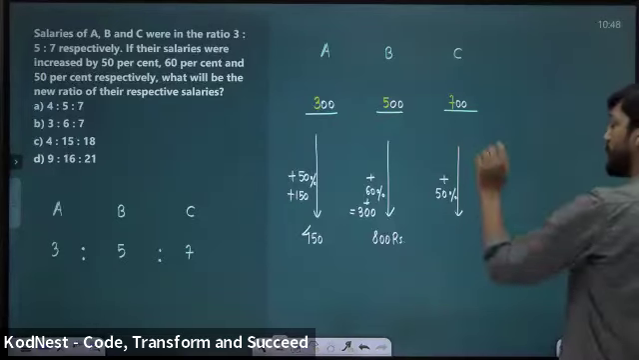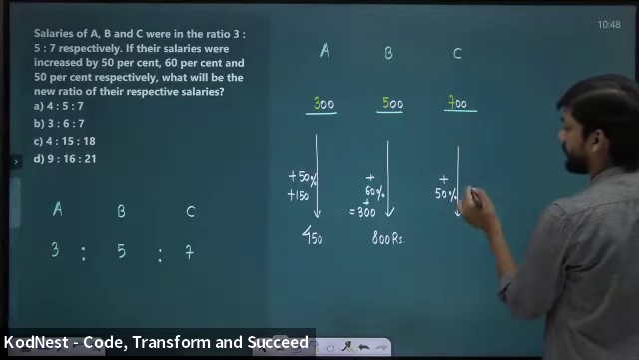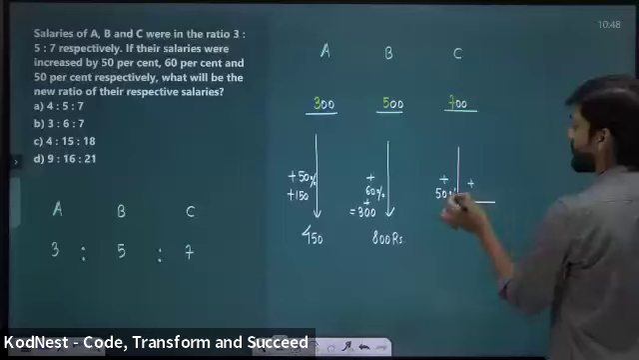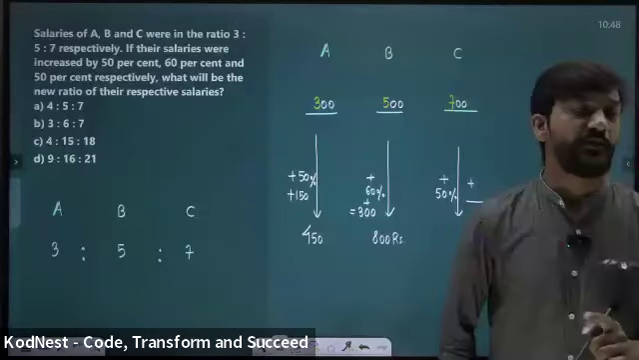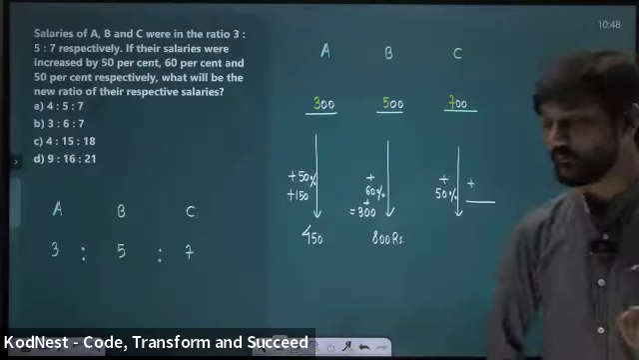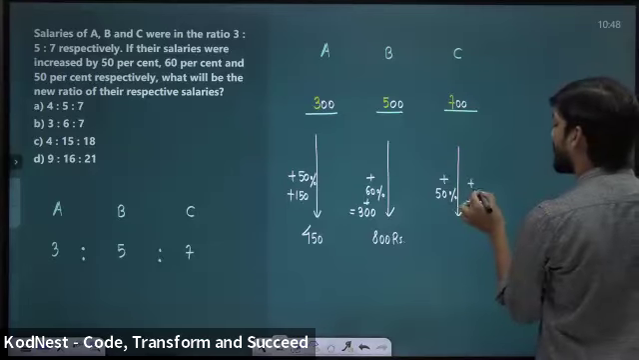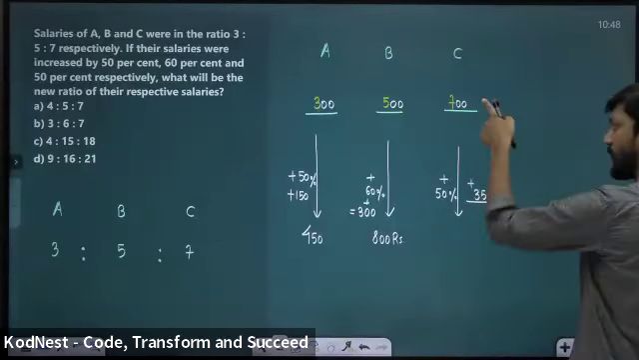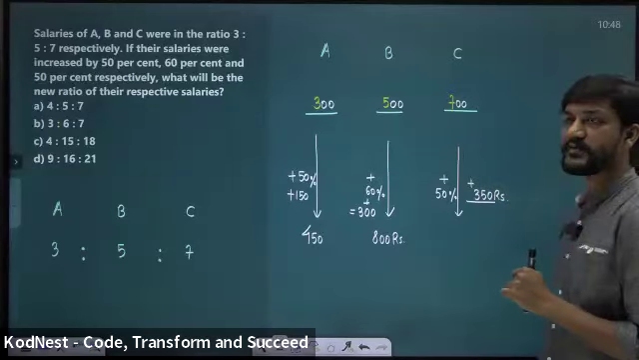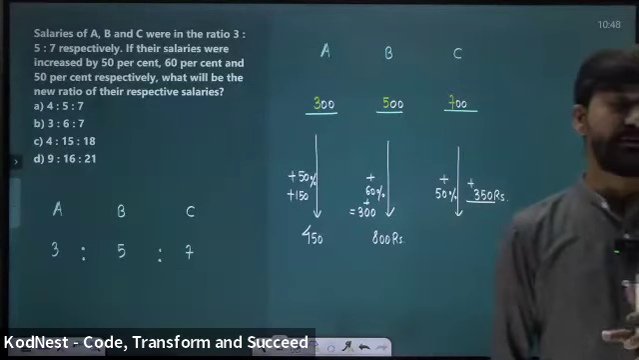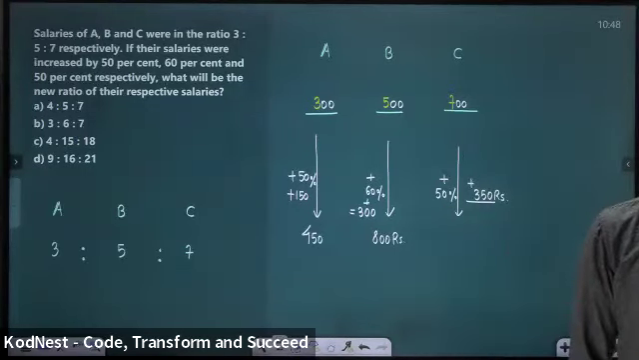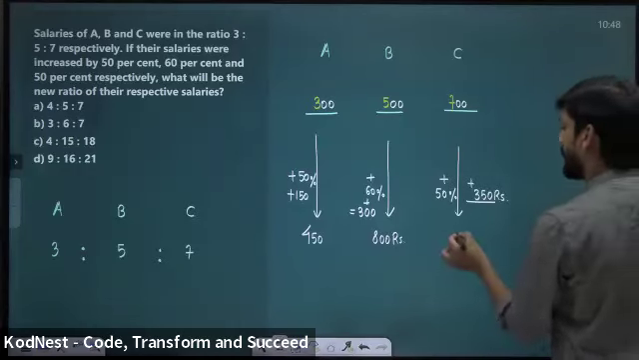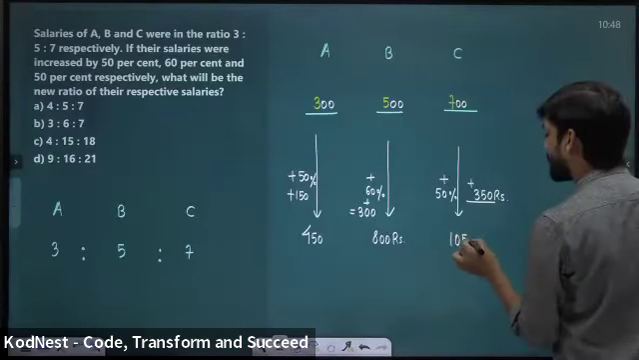Now 50% of 700. Tell me in rupees, not percentage. 50%, half. So half of 700 is 350 rupees. So what is the new salary? Answer please. 700 plus 350 is 1050.